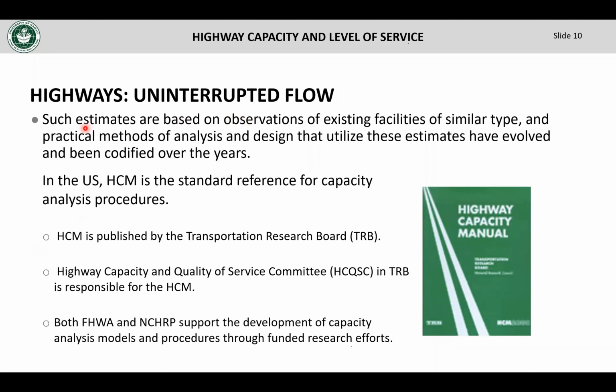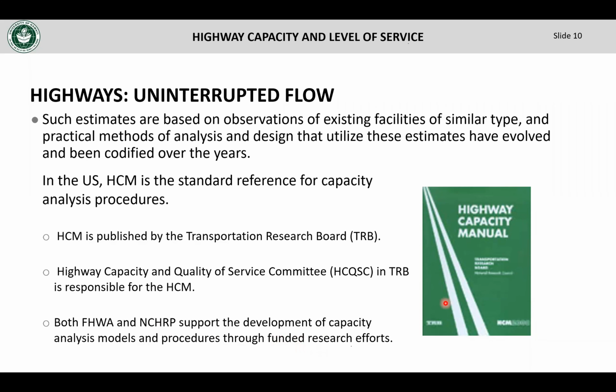It provides estimates that are based on observations of existing facilities of similar type, and practical methods of analysis and design that utilize these estimates. Those procedures have evolved and been codified over the years. In the United States, the Highway Capacity Manual is the standard reference for capacity analysis procedures. It is published by the Transportation Research Board and is produced by the Highway Capacity and Quality of Service Committee of the Transportation Research Board. They are responsible for this manual, and both the Federal Highway Administration and the National Cooperative Highway Research Program support the development of capacity analysis models and procedures through funded research.